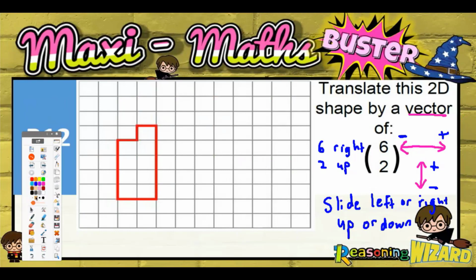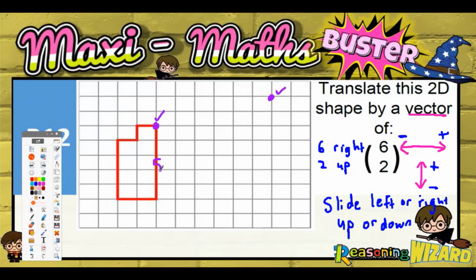So all we do now is we pick a corner, let's say this corner, and we go 6 squares to the right, 2 squares up. So 6 to the right is 1, 2, 3, 4, 5, 6 squares to the right, and 2 up, 1, 2. So this corner here moves over to here. Now, you could do exactly the same with all the other corners, or as long as you're happy that that first corner is in the right place, you could just draw the shape now.